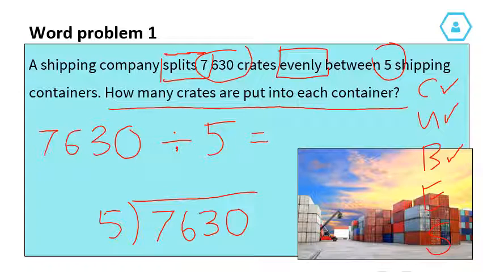So 5 goes into 7 once with 2 left over. Now that becomes 26. 5 goes into 26 5 times because 5 times 5 is 25, with 1 left over. 5 into 13 goes twice because 2 times 5 is 10, with 3 left over, and 5 goes into 30 6 times because 5 times 6 is 30, and it actually goes evenly. There's no remainder. So the amount that goes into each container is 1,526. Let's move on to our second word problem now.